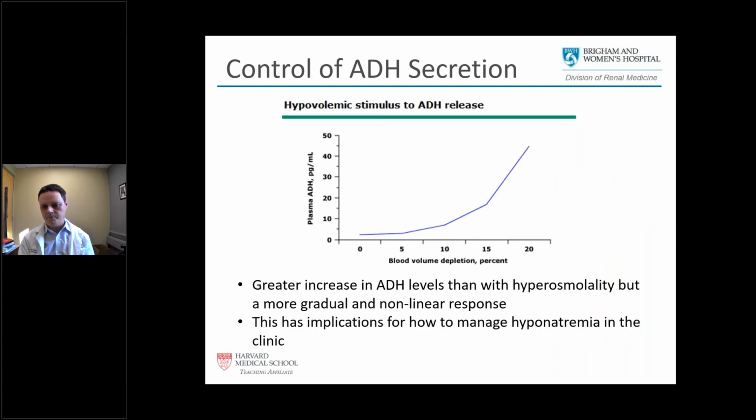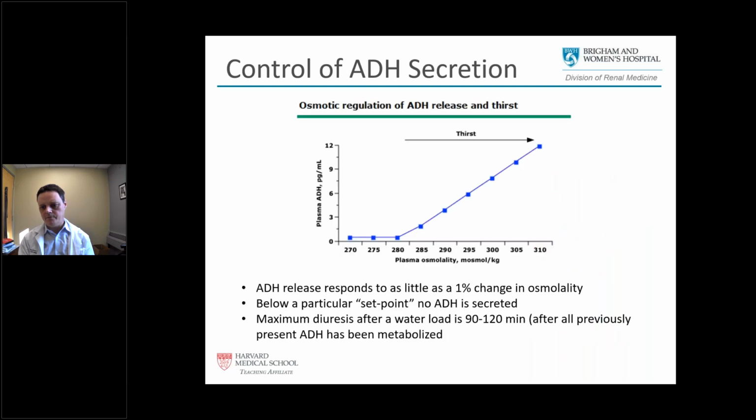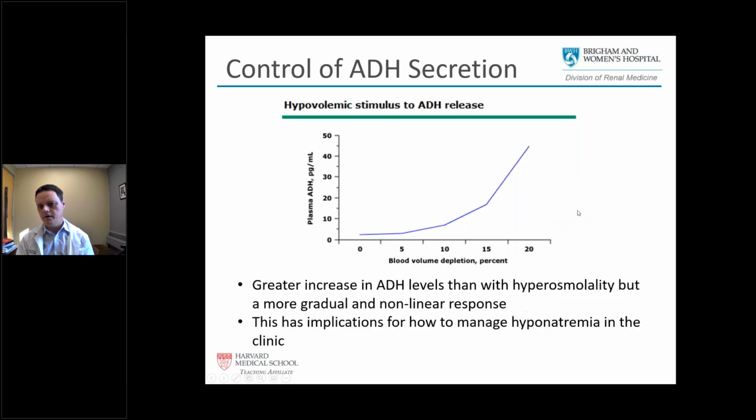What you'll see here, if you look back at the previous slide looking at the numbers, is that the maximum ADH when you have a serum osmolality of about 310 is about 12 picograms per mL. However, when you are volume depleted, you get an increase in ADH secretion which is significantly more than this. So there's a greater increase in ADH levels with hypovolemia, but it's a more gradual and non-linear response. And this has significant implications for how you manage hyponatremia in the clinic that I'm going to get back to a little bit later.